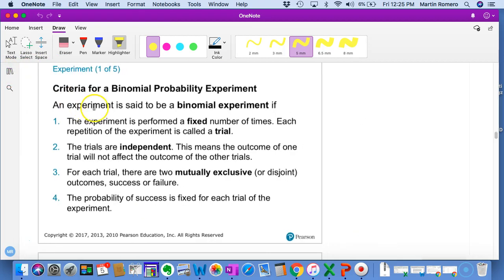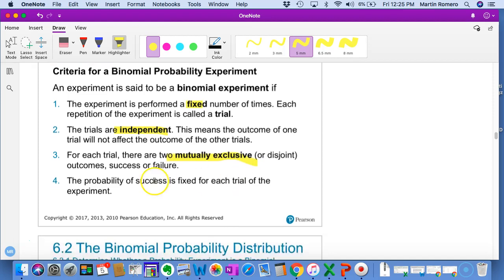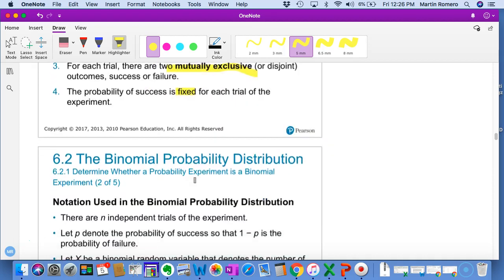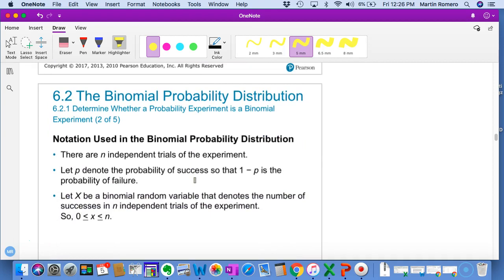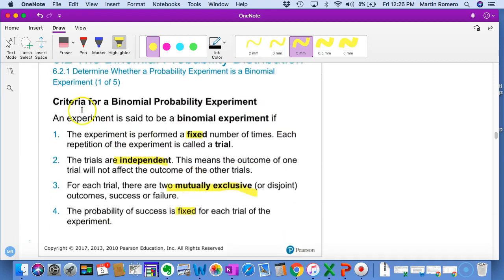And if you go back, we have these binomial probability experiments under these conditions. When we run some experiment, it's performed a fixed number of times. That's called a trial. The trials are independent, meaning the outcome of one does not affect the outcome of the other, and there are only two mutually exclusive or disjoint outcomes. You only have two outcomes, success or failure. Within that, the probability of success is fixed also, meaning it doesn't change. And so that's what we're looking at in terms of whether it's a binomial probability experiment.